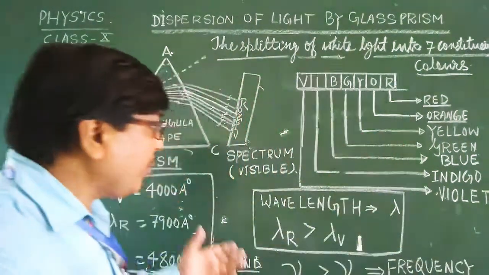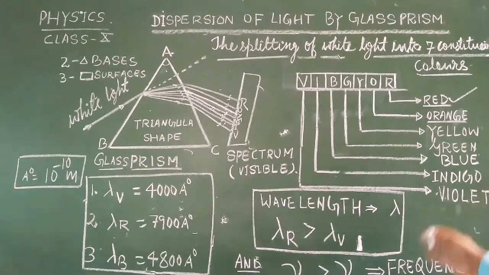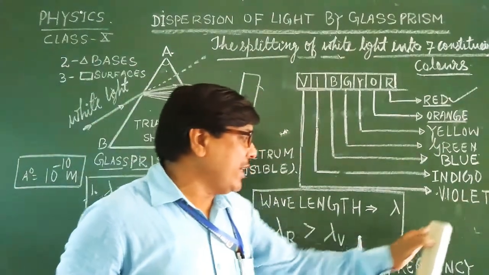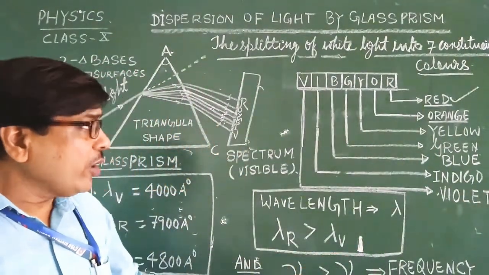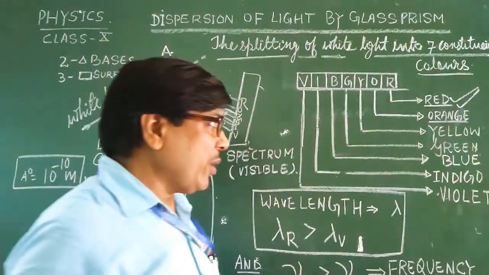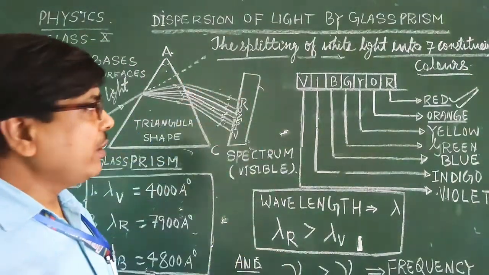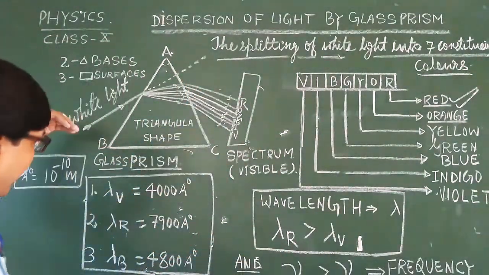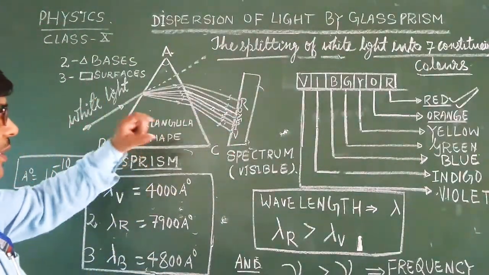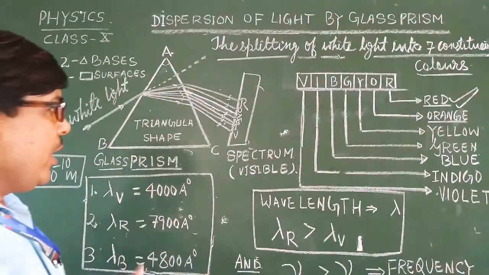The wavelength of the red color is maximum, and the wavelength of the violet color is minimum. Again, the frequency of the violet color is maximum compared to other colors. That's why red first reaches the screen, and at last violet color reaches it. And in this band, 7 colors are obtained, which is called a spectrum.